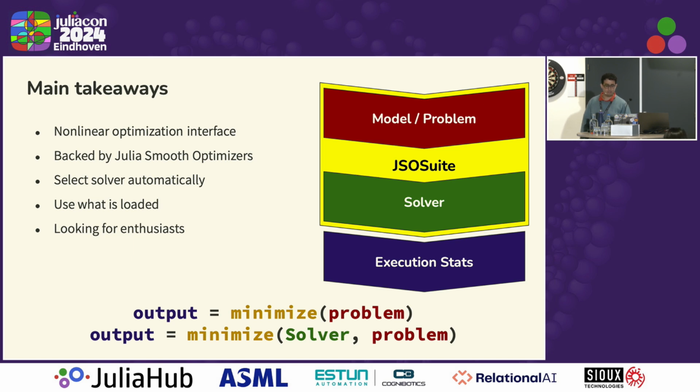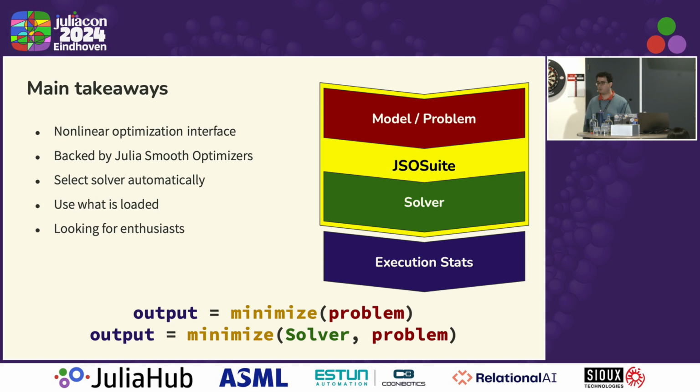And the main idea of JSO Suite is that you have a single package that you load using JSO Suite, and you have the solver selected automatically based on what you have. So you just create your problem in the simplest way. You just give the objective function, and it works. It will use what is loaded. So if you have more packages for optimization, IPOPT being the most famous one, you can use that as well.